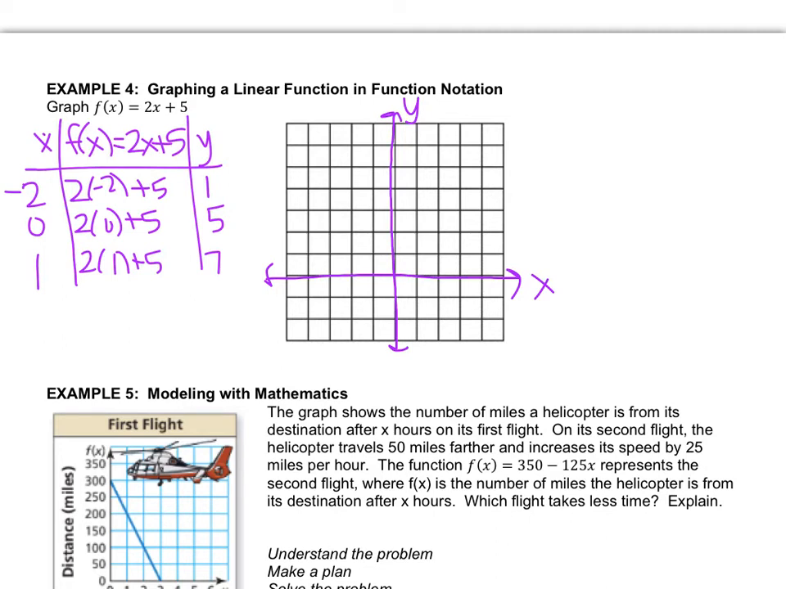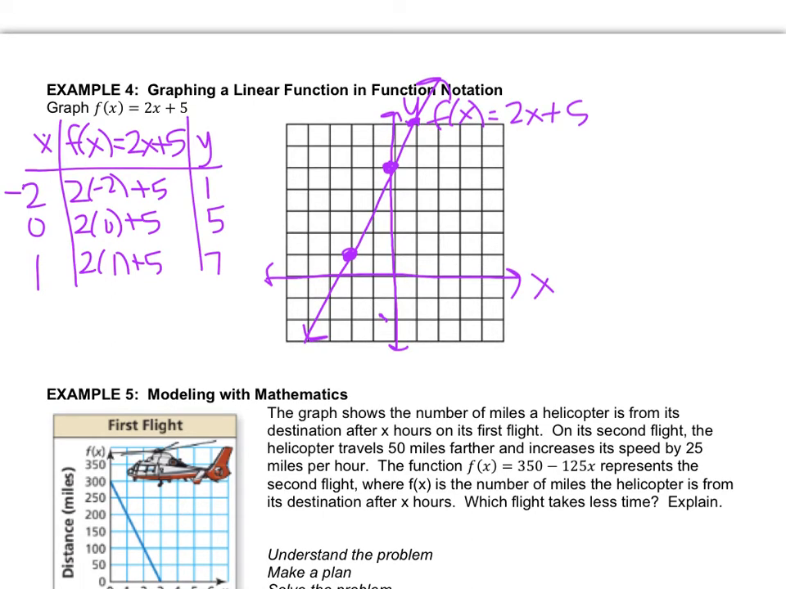So I'm going to plot -2, 1. I'm going to plot 0, 5. And I'm going to plot 1, 7. You connect them. That was very crooked. Hold on. Took me a couple tries because I was on the computer. And then the last thing you want to do is write the name of the equation next to the line. So f of x equals 2x plus 5. And that's how you graph a function. You make a table, you plug in numbers, and then you plot them.